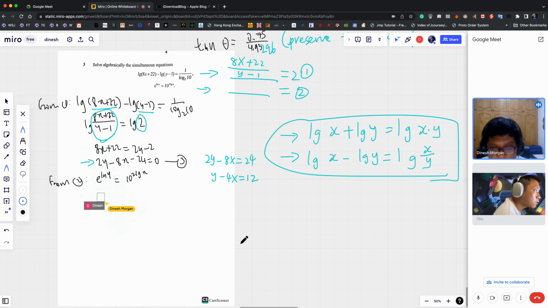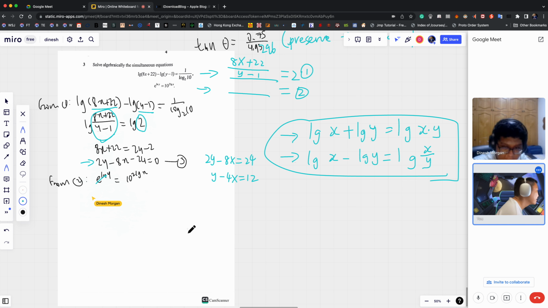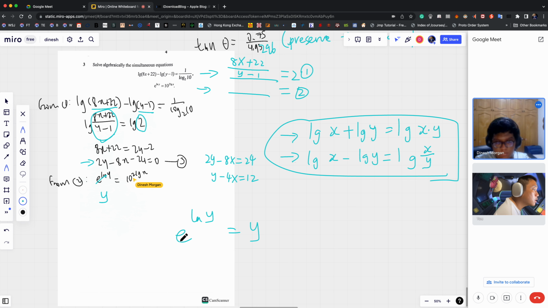Wait, there's a formula for e to the ln y, right? Sorry, e to the ln y. Then they just cancel each other. Oh, it's just y? Yeah, it's just y. No, e to the ln y gives you y, because e and ln cancel each other.